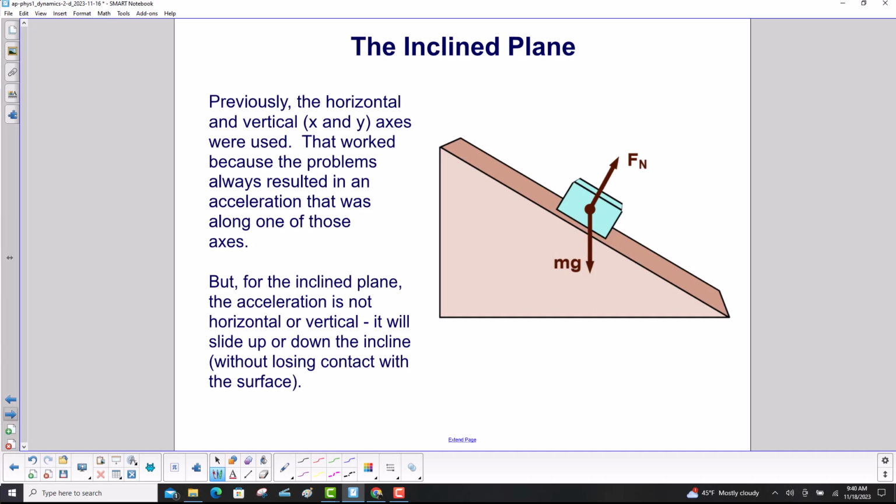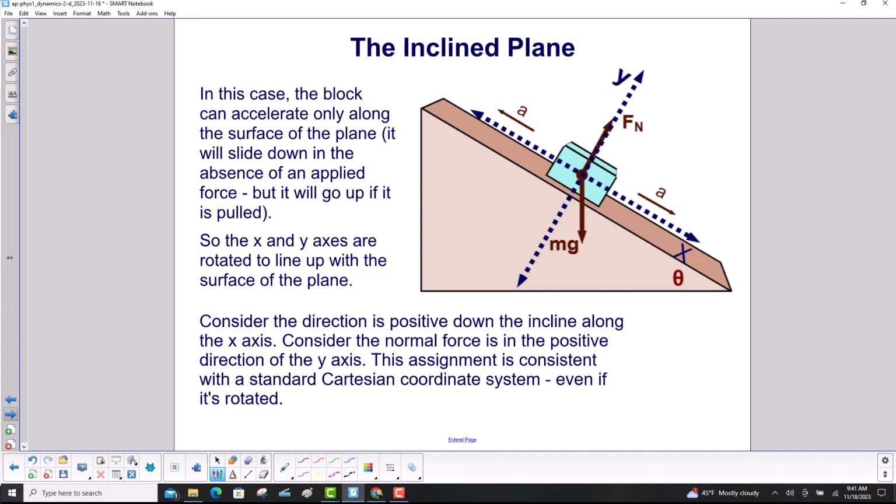Previously, the horizontal and vertical, that is the x and y axes, were used. That worked because the problems always resulted in an acceleration that was along one of those axes. But for the inclined plane, the acceleration is not horizontal or vertical. It will slide up or down the incline, and we're going to say it doesn't lose contact with the surface. That would make the problem way too complex.